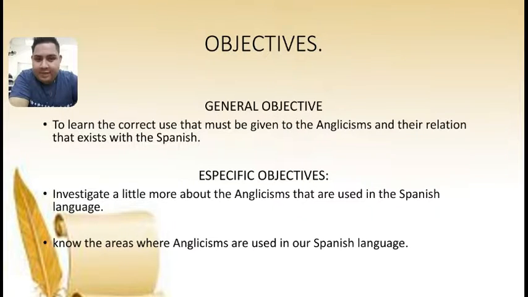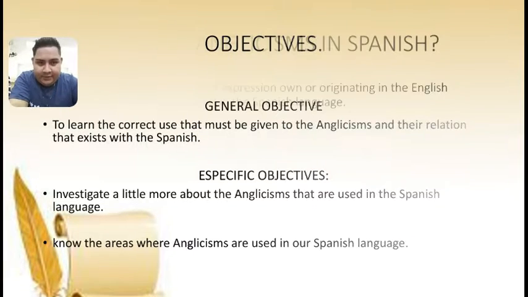The general objective is to learn the correct use that must be given to Anglicisms and their relation with the Spanish language. The specific objective one is to investigate a little more about the Anglicisms that are used in the Spanish language and know the areas where Anglicisms are used in our Spanish language.